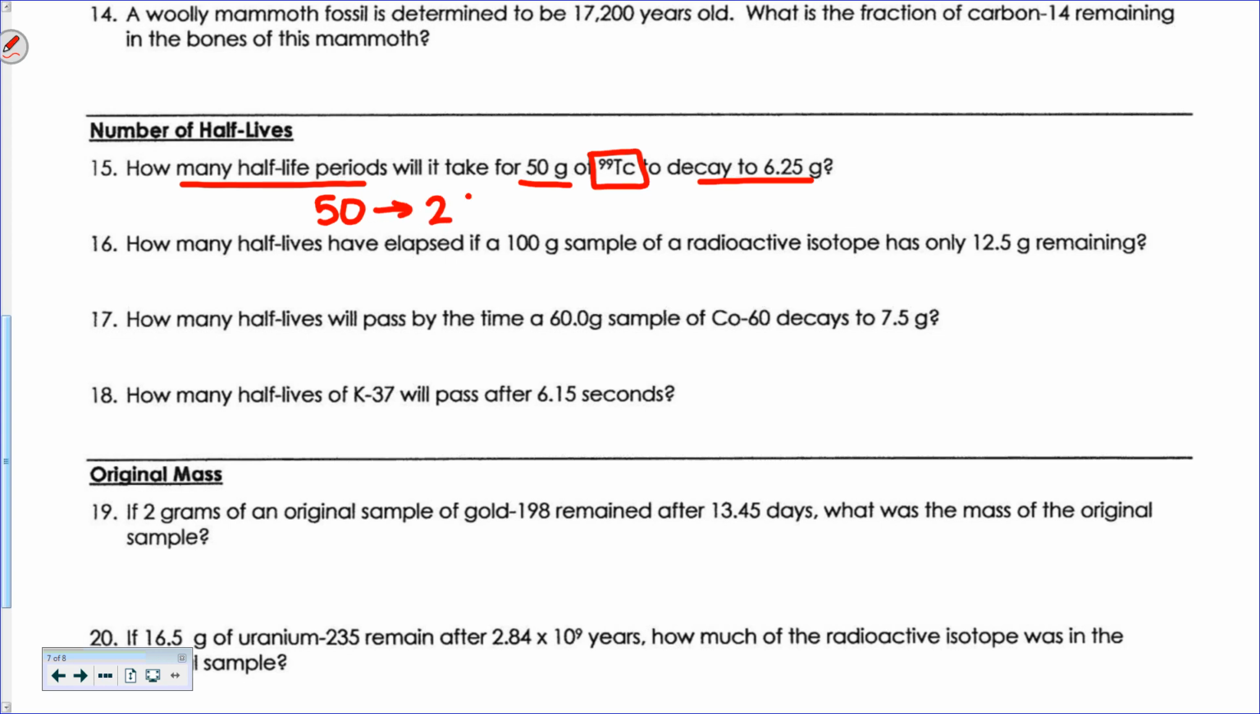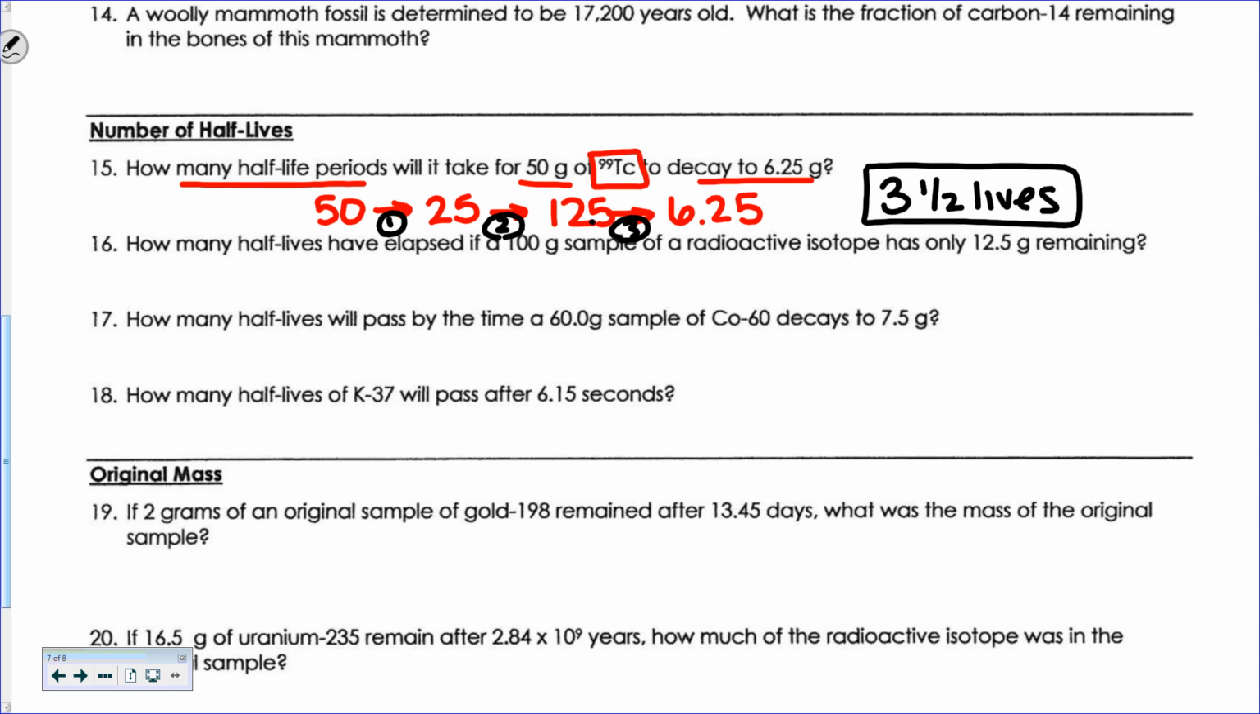So half of 50 is 25, half of 25 is 12, sorry, 12.5, I can't do math. 12.5, I have a little decimal there, and then 6.25. So I made it 6.25, so I'm just going to count. I drew 1, 2, 3 arrows, so that means I went through 3 half-lives. And that's all they were asking me. So sometimes they'll just ask you, how many half-lives?